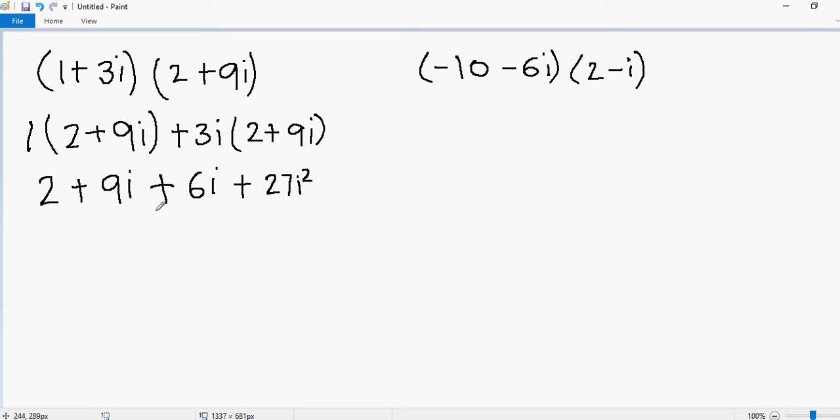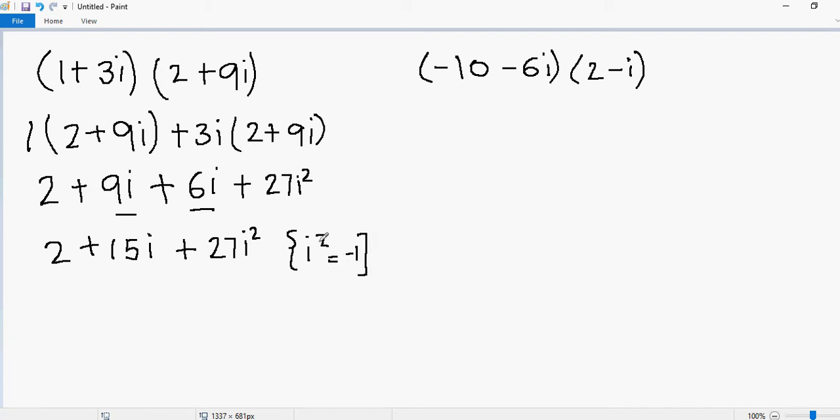Now I have to combine the like terms first. So 9i plus 6i will give me 15i. So 9 plus 6 will give me 15i. And then I have plus 27i squared. Now you have to remember that i squared is equal to negative 1. This is the value of i squared. So let's plug in this value in this term. So we're going to plug here 2 plus 15i, and then i squared is negative 1. So plus 27 times negative 1.